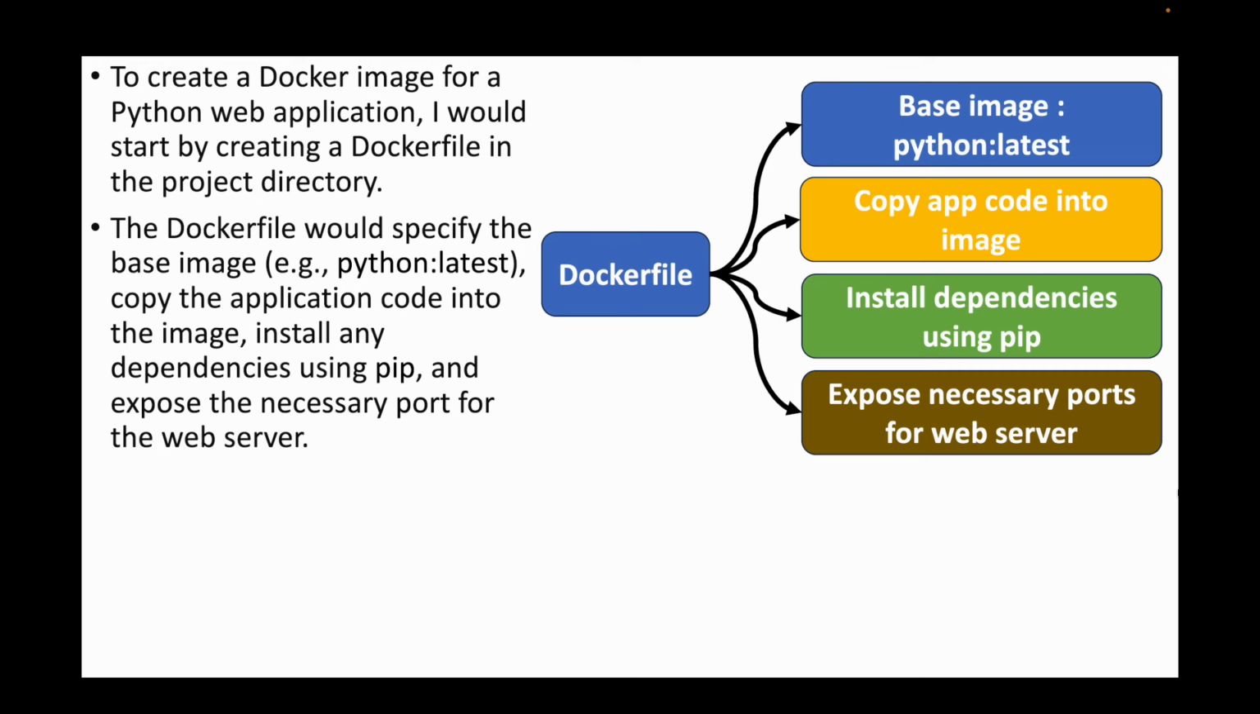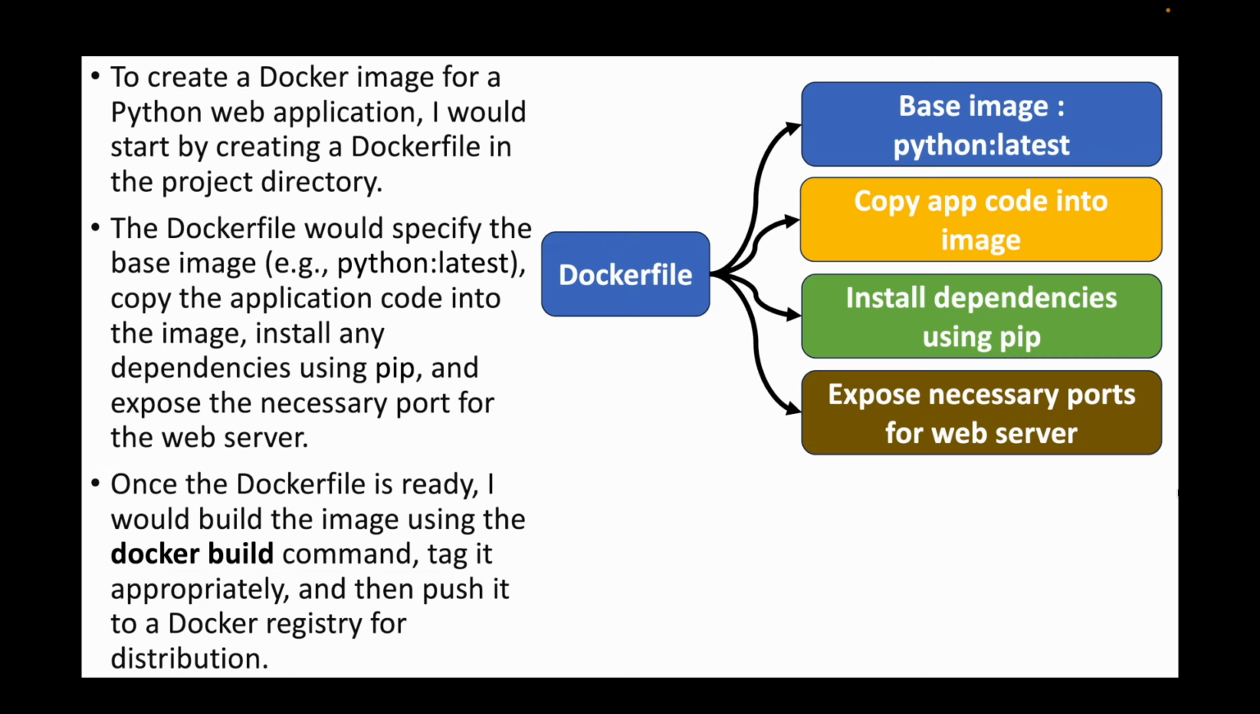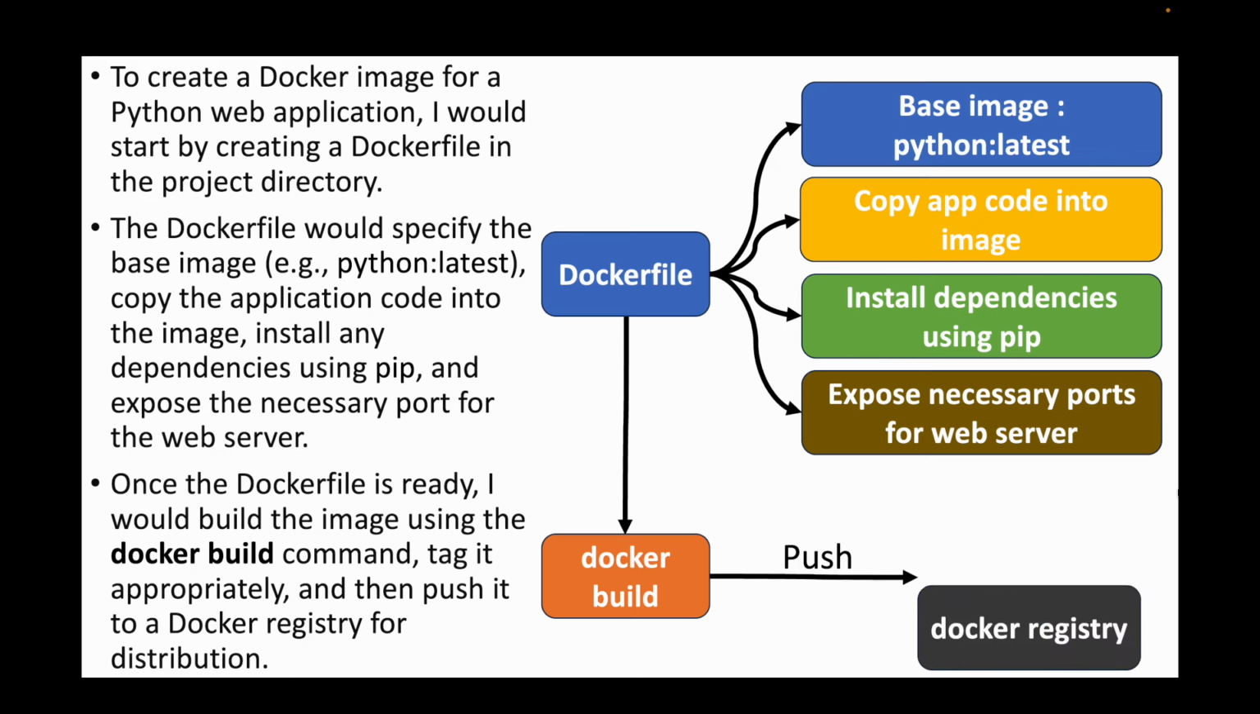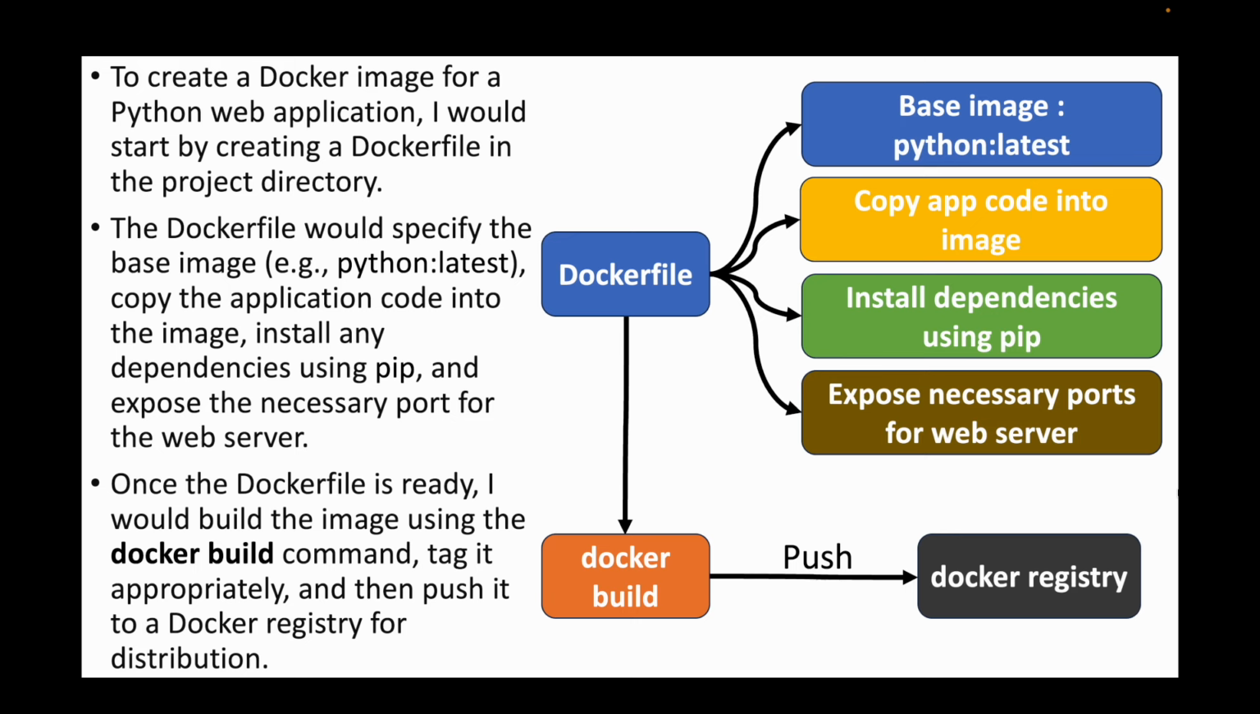Once your Dockerfile is ready, we can start building the image by making use of the docker build command. We can also tag it appropriately, and then push this image to a Docker registry for distribution. If you want to share it with other people, we can maintain it in a central repository. So essentially, we create a Dockerfile, put in all the instructions, build an image using the docker build command, tag it, and push it to a Docker registry, and then using that image we can start running your containers.